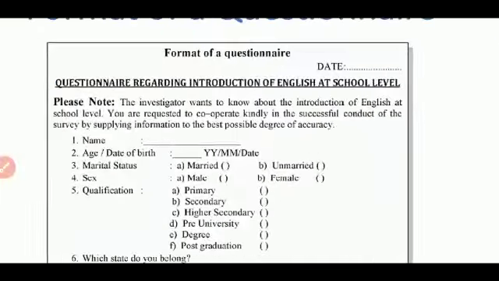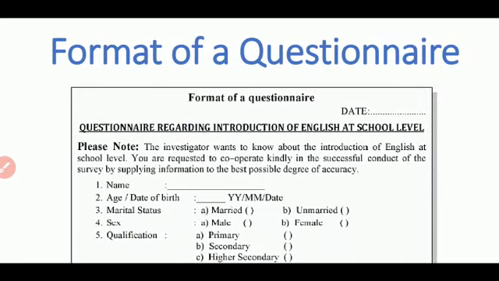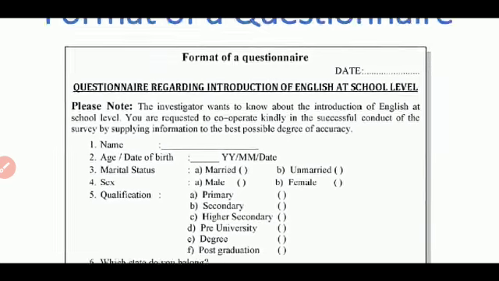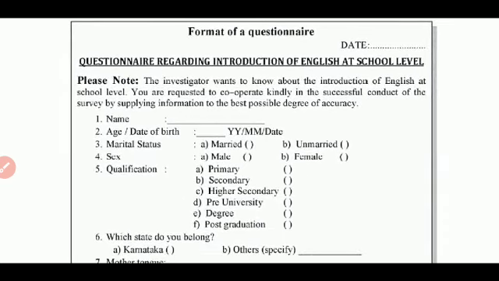Next, you have a simple format here of a questionnaire: Questionnaire regarding introduction of English at school level. One sample of questionnaire is given to you all. What information is given? First, there is a date. Then there is a note: the investigator wants to know about the introduction of English at school level. You are requested to cooperate kindly in the successful conduct of the survey by supplying information to the best possible degree of accuracy. Now what information is asked?